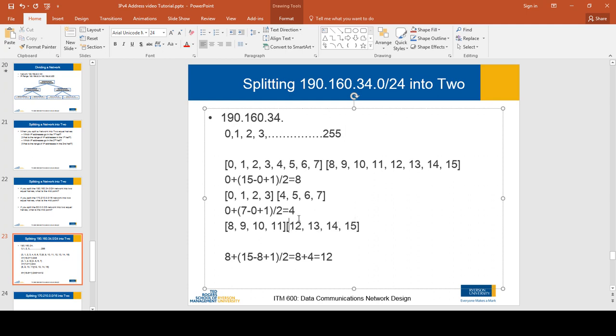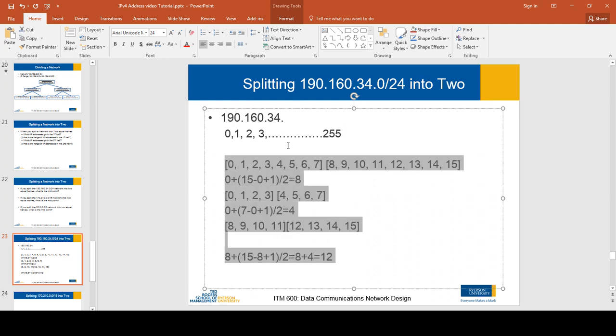We got this number, the start of the second half, by using this equation: the highest number minus the lowest number plus 1, divided by 2, plus the lowest number. That gives us the start of the second half. Now we can apply this formula for any case.